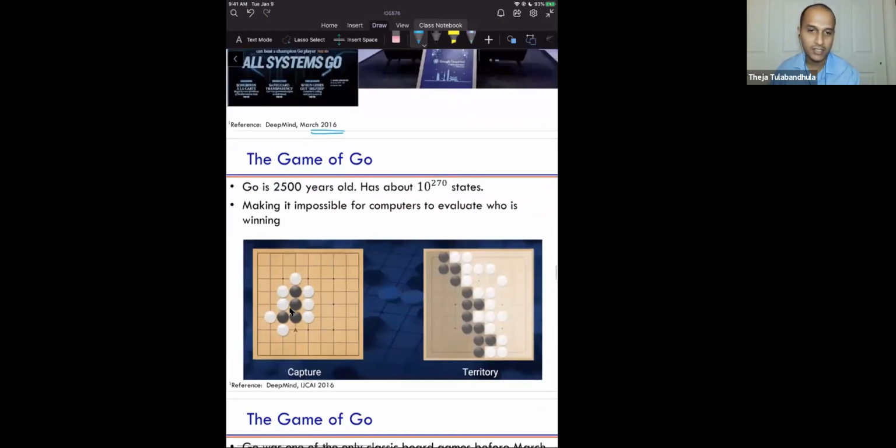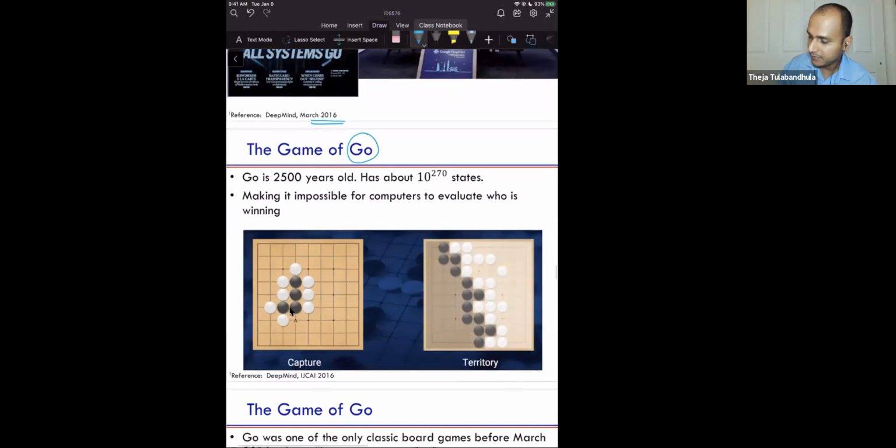Let's talk about Go first. I don't know if any of you have played this game before. Maybe some of you have. If so, I apologize for not explaining it properly. It's a game very similar to chess. Different people have different estimations of how old this game is and how many states it has. But you can estimate the states.